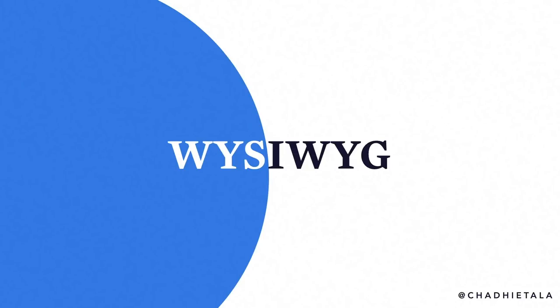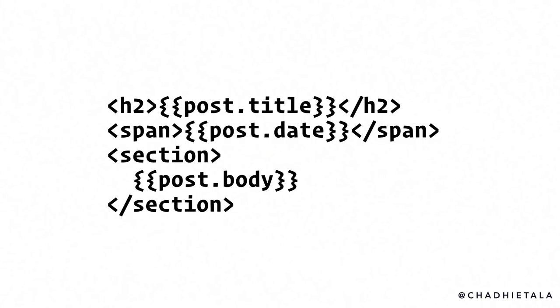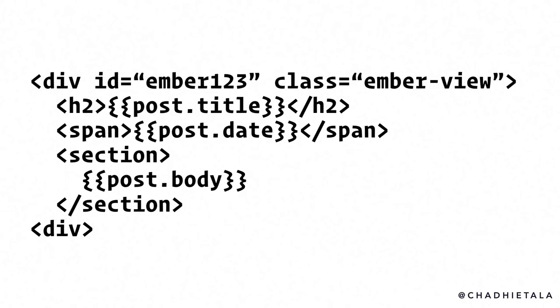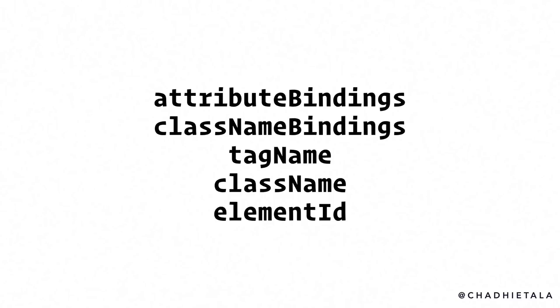Today, what happens is you would write something like this inside of your template, and then you come along, you're like, great, I got this cool ID, I got this Ember view thing, where did that come from? And you've got to go read some documentation and look at some cool Ember APIs like these guys: attribute bindings, class name bindings, tag name, class name, element ID. And these things are kind of terrible.